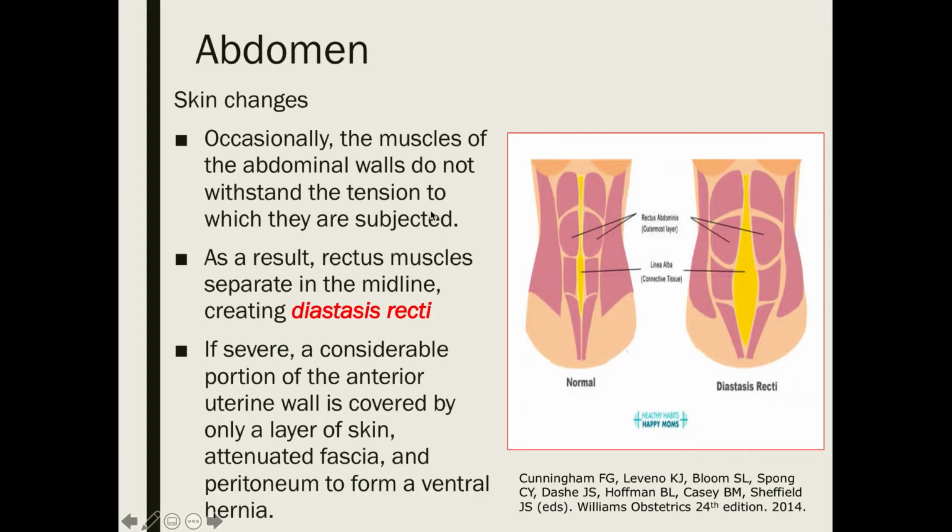Okay, occasionally the muscles of the abdominal walls do not withstand the tension to which they are subjected, and as a result, the rectus muscles separate in the midline, such as this picture here, and this is what you call diastasis recti. Now, if severe, a considerable portion of the anterior uterine wall is covered by only a layer of the skin or attenuated fascia and peritoneum to form a ventral hernia.